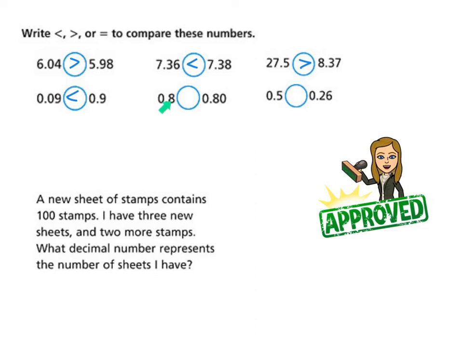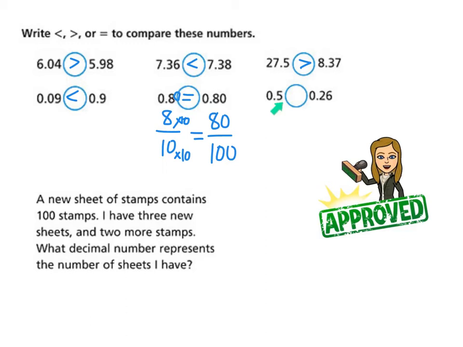Then we have 8 tenths compared to 80 hundredths. Well, these are equal because think about 8 tenths as a fraction and 80 hundredths. You could simplify 80 hundredths to become 8 tenths, or you could multiply 8 tenths by 10 to get 80 hundredths. So this is equal. Both decimals are the same. You could even add a 0 onto the end here and see that they are exactly equal.